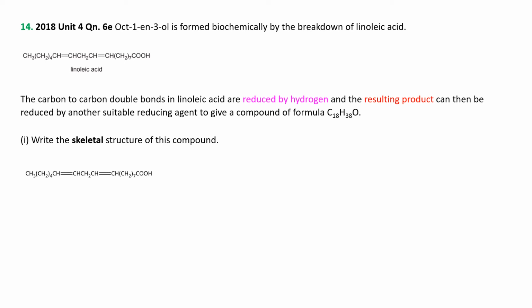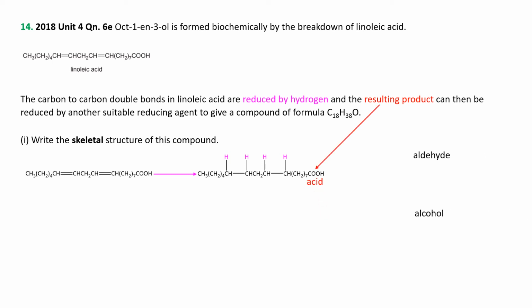Well, there is our linoleic acid. The first thing we're doing is replacing all the double bonds by hydrogen, so just hydrogen with a suitable metal catalyst, giving us that. And now we're going to do another reduction. Well, what else can we reduce? We're going to be reducing the acid group, okay?